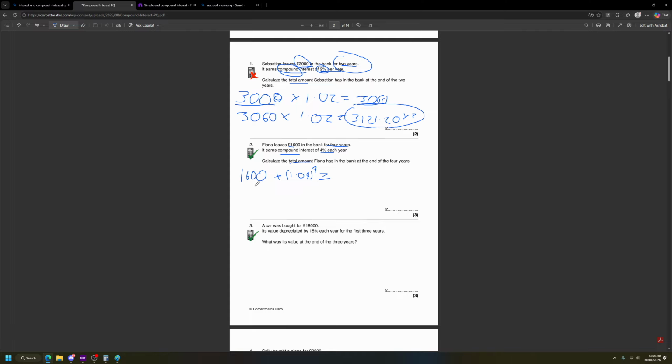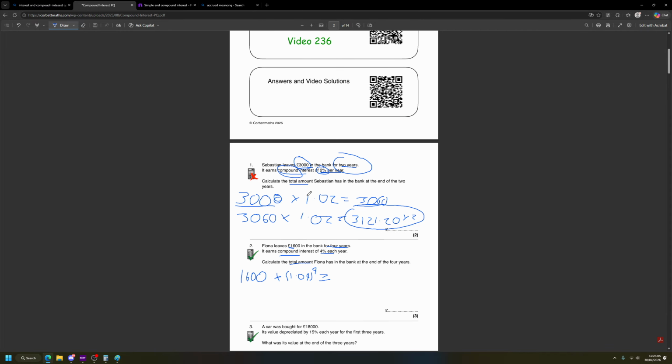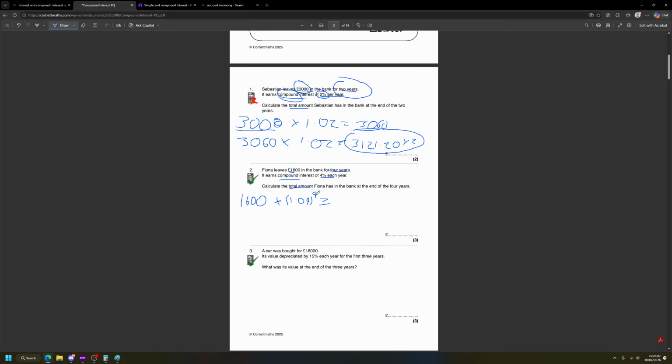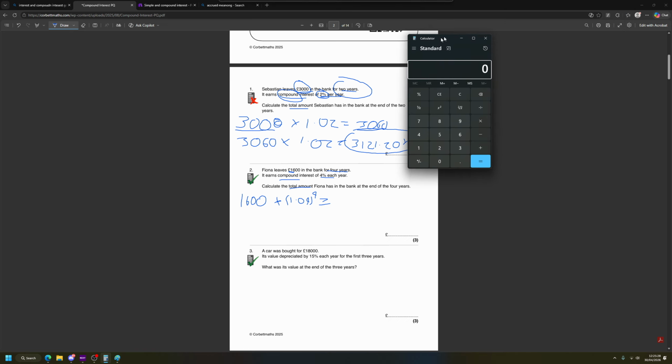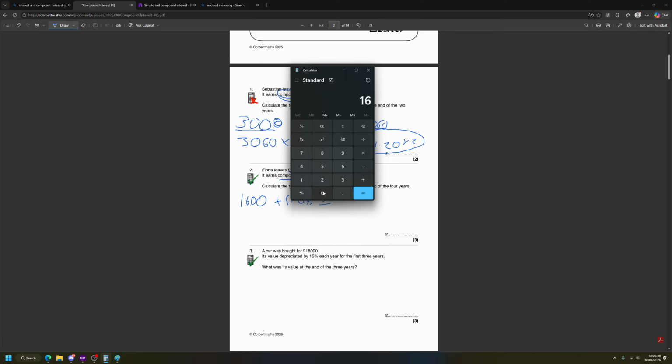And so the way this works is, you see how here we're multiplying individually each time? Here, because we have the indices here, that's doing the same function as what we're doing. So instead of multiplying it over and over again by hand, the calculator can just do 1.04 to the power of 4. Anyways, now just to demonstrate that, if we put in a calculator, then we get 1,600 multiplied by, we get brackets on this thing.